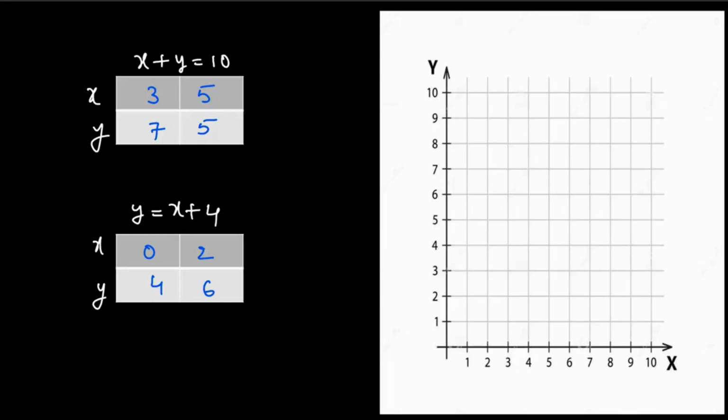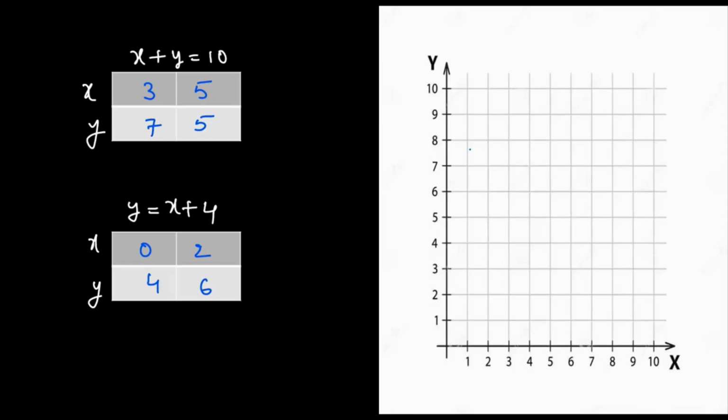So let's draw the graph. Let us mark all the points on the graph. 3, 7. 5, 5. First join these 2 points and then extend them on both sides. I'm just drawing rough lines here. You use the scale.